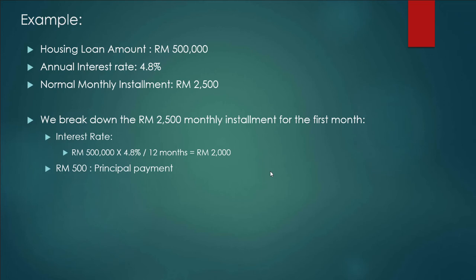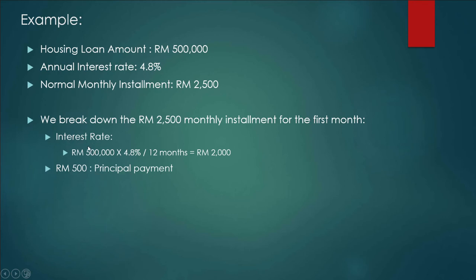Okay, for example, you have a housing loan amount of 500,000. You took it from the bank, and let's say your annual interest rate is 4.8%, and your normal monthly installment is 2,500 ringgit. Let's say you took the full flexi loan. So if we look at the 2,500 ringgit, we can break it down into the interest and the principal amount.